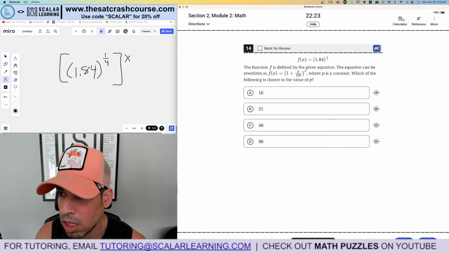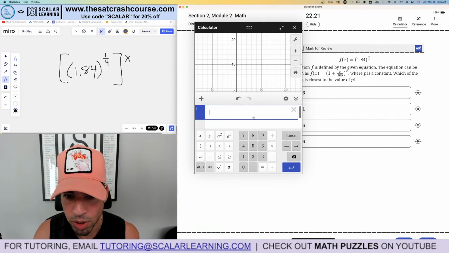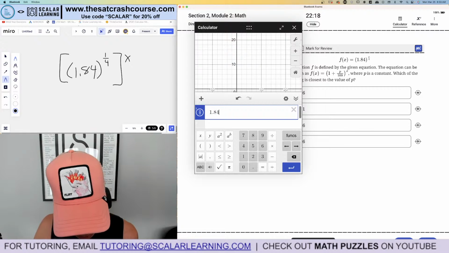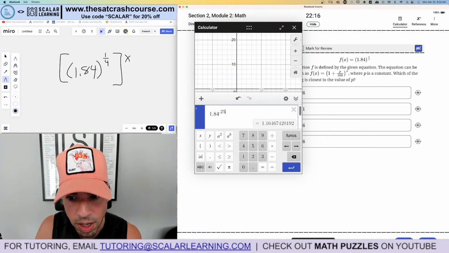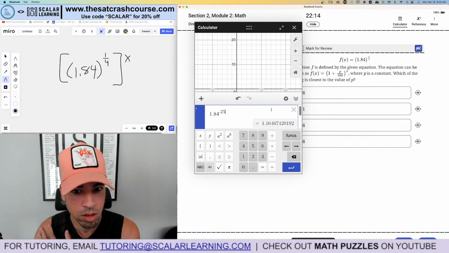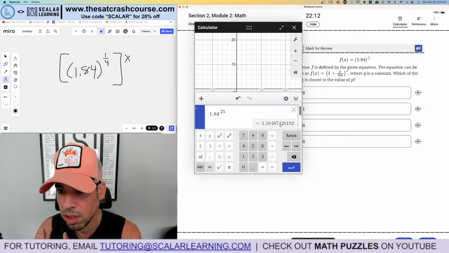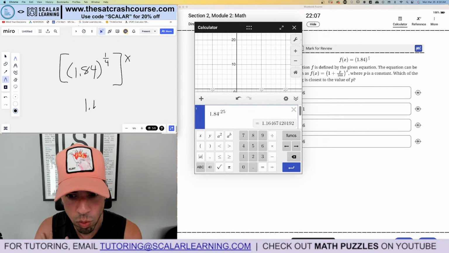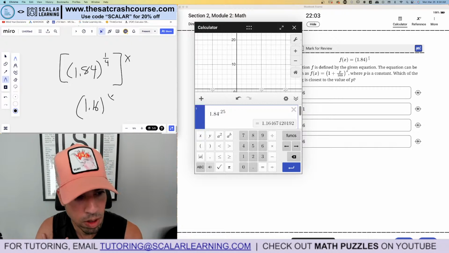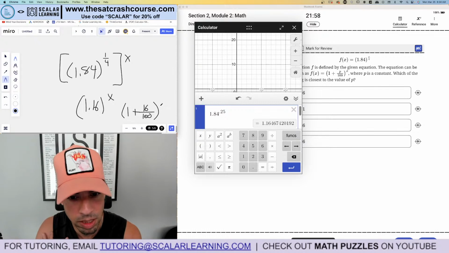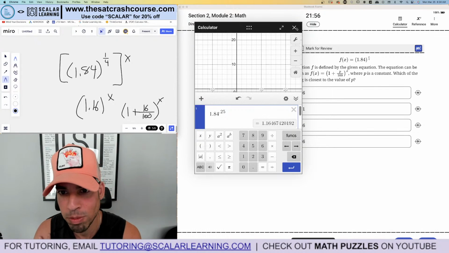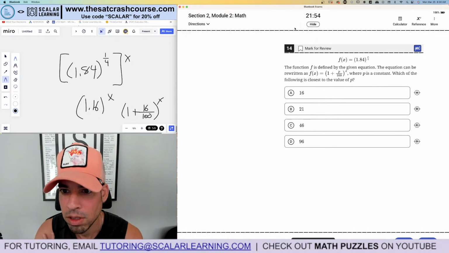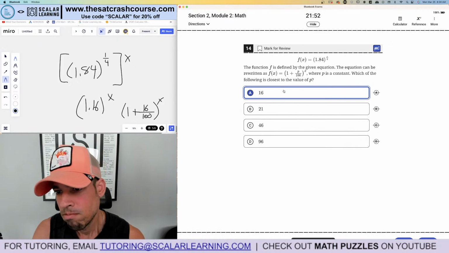So let's do this in Desmos. What is 1.84 to the 1/4 or 0.25? That is 1.16. Okay, so then we have 1.16 approximately to the x power, and that would be 1 plus 16 over 100 approximately, right, to the x power, so it should be 16. Do they have 16? Yeah, they do. There we go. That's it.